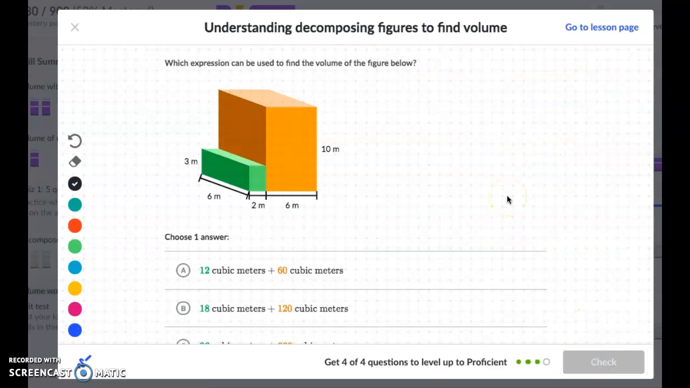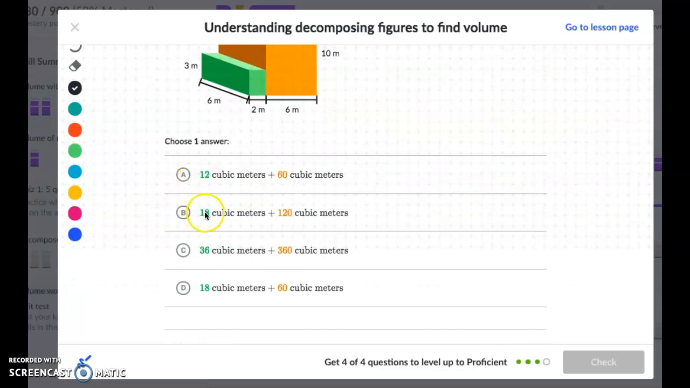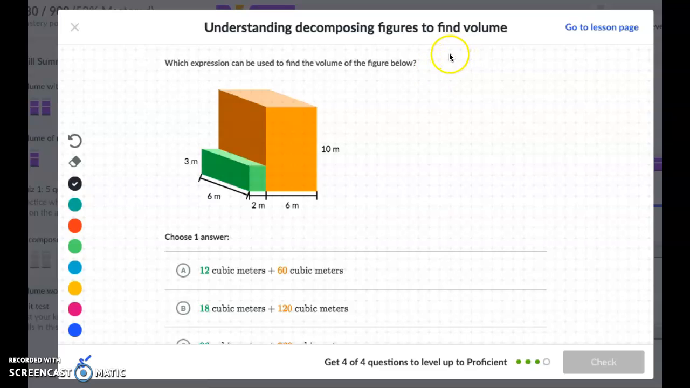And which expression can be used to find the volume of the figure below? Okay, so again, we're just looking at the expression, and it looks like we need to actually find the volume of the green and find the volume of the orange. Okay, so I'm going to start with the green one first, and I'm going to do volume equals my length times my width times my height. And I'm looking at just the green figure here right now. My length is 2, my width is 6, and my height is 3.